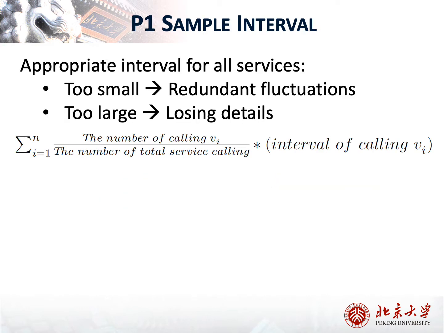The first phase is choosing an appropriate interval for service monitoring. The reason for this phase is that we think it should be neither too small nor too large. Small intervals will add plenty of redundant fluctuations, while large intervals will possibly lose some details. To consider all services, we use the frequency weighted average of request interval as shown in this equation.